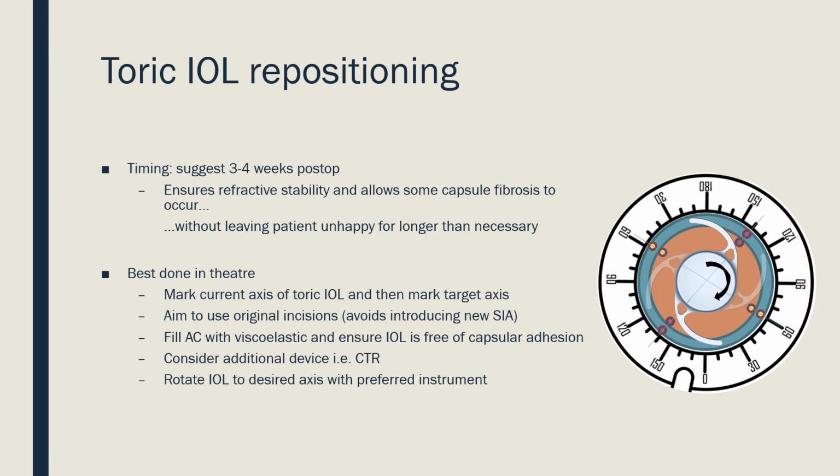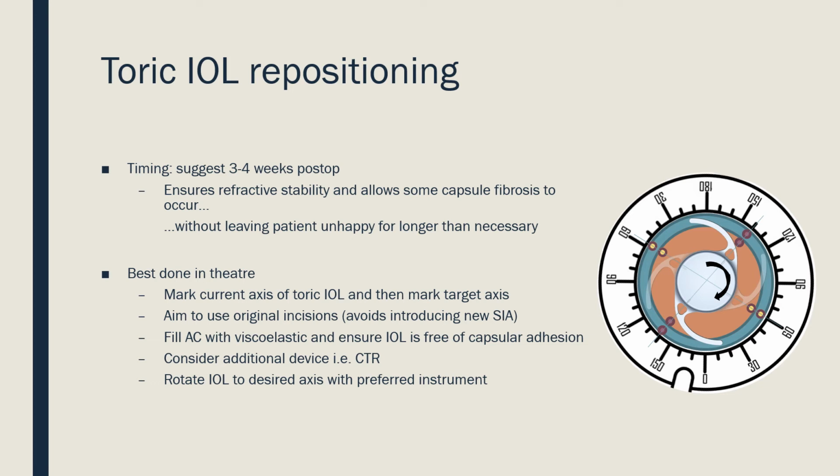I'll show you a video shortly, but in essence you need to mark the current axis of the toric lens and then mark the target axis. So you don't have to do any preoperative marking in terms of the 0 and 180, because that is now irrelevant. You're purely wanting to move this lens that's already in the eye to a position that gives a better refractive result. You should aim to use the original incisions if you can to avoid introducing any further SIA, and then fill the AC with viscoelastic.